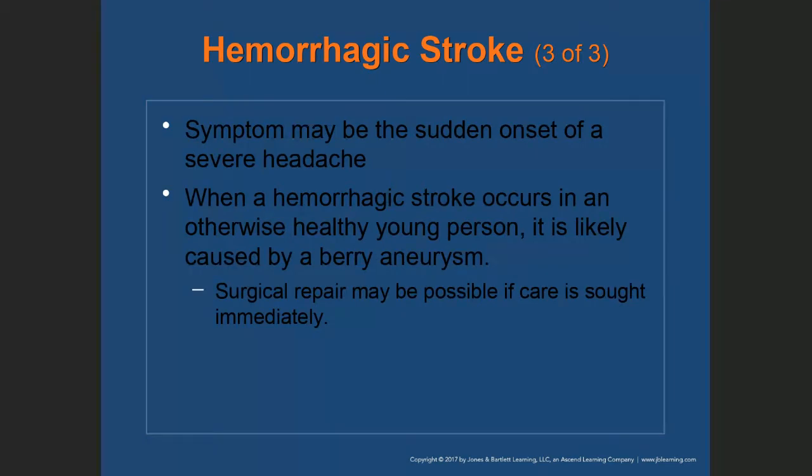Now, a symptom may be the sudden onset of a severe headache. When a hemorrhagic stroke occurs in an otherwise healthy young person, it is likely caused by a berry aneurysm. So it's an aneurysm, a weak point that ruptures. Surgical repair may be possible if care is sought immediately. Time is brain, time is important to these patients.